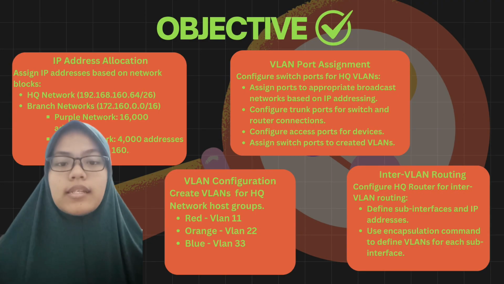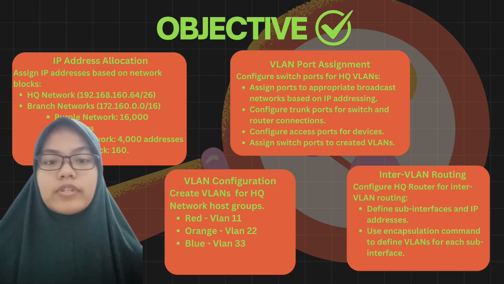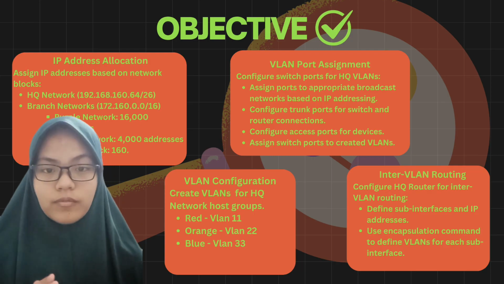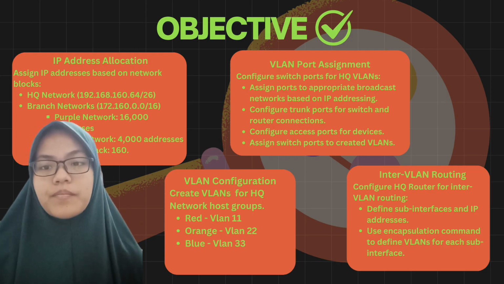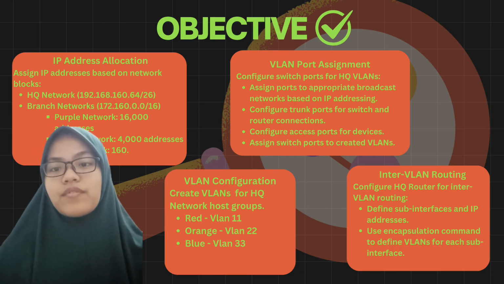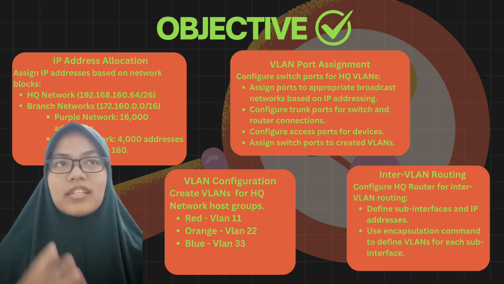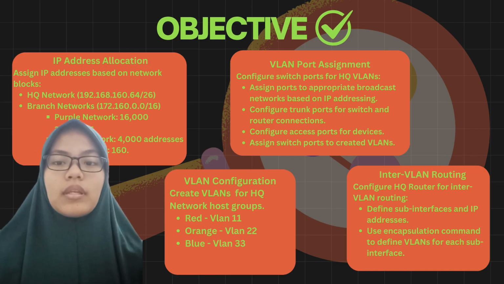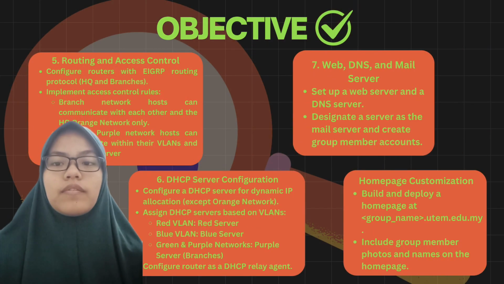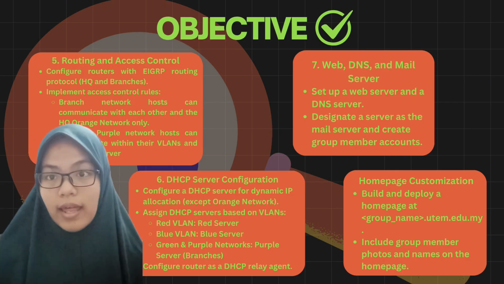The objective of this project has 8 requirements to achieve the result for this project. First requirement is the allocation of IP addresses for HQ, branch 1 and branch 2. Second requirement is to configure the VLANs, which is to assign VLAN blue, red, and orange. Third requirement is VLAN port assignment. And fourth requirement is inter-VLAN routing. Fifth requirement is routing and access control, which is ACL.